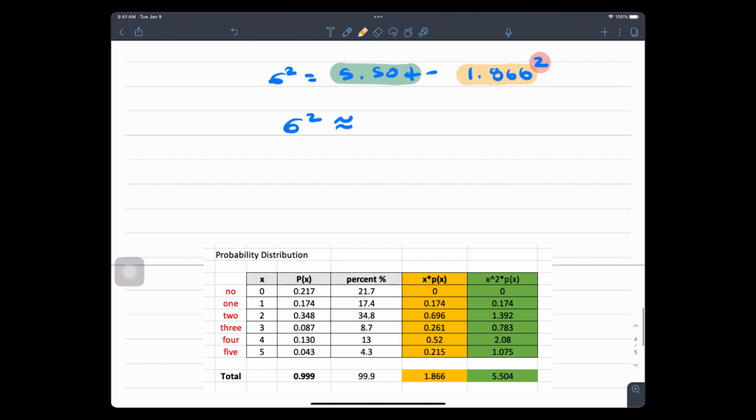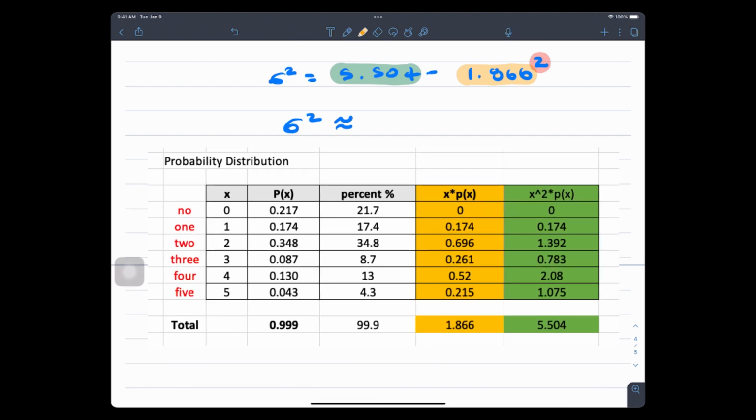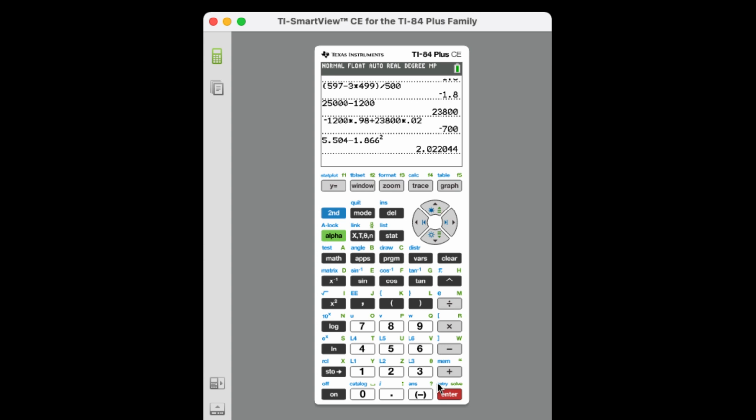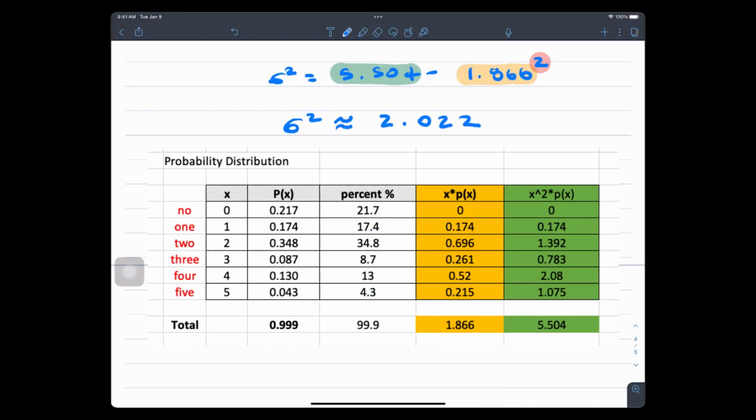Let's move it down here. That's what you guys do. Now we're going to use the TI and we're going to compute this variance. All right, TI. 5.504 minus 1.866, square that, and what do you guys get? 2.022, if we go to the nearest thousandths. Going to the nearest thousandths, this is what this is. So you can get the variance for any distribution. There's your variance here.